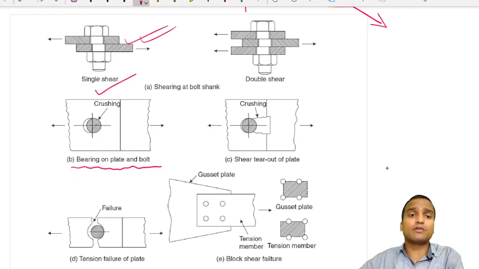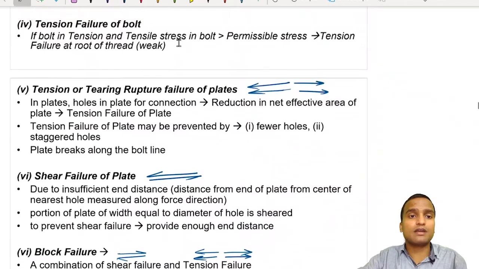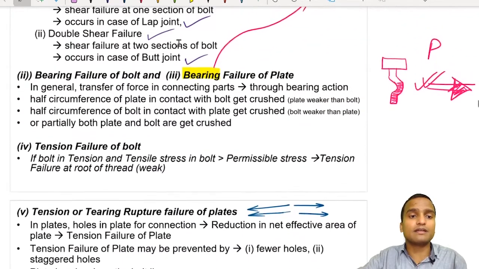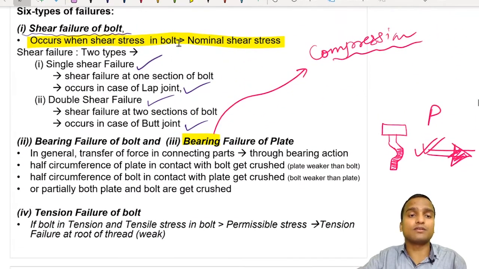This is the diagram of single shear failure of bolt in lap joint, and this is the diagram of double shear failure of bolt in butt joint. You see, failure at two planes has happened, and in this case failure at one single shear plane has happened. Now let us come to the next type of failure, which is the tension failure of bolt.